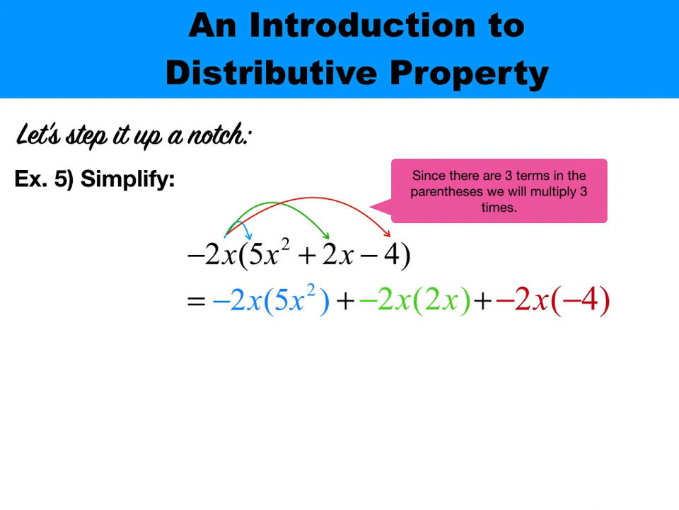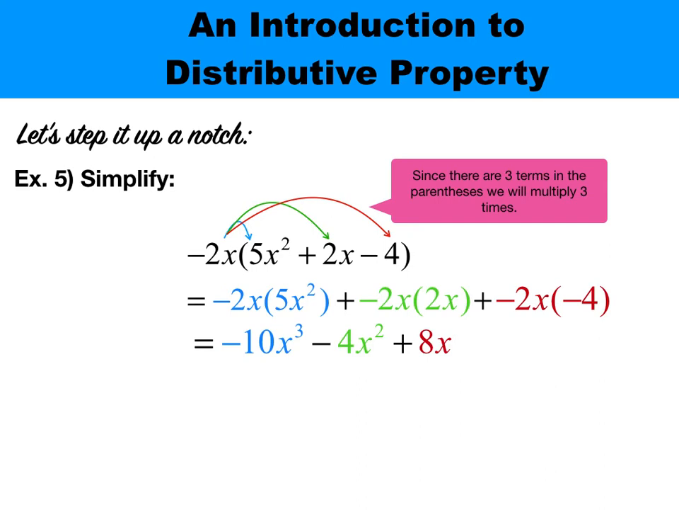So for that first term, negative 2 times 5 gives me negative 10. And then we're multiplying our variable part. X times x squared gives me x cubed. We add our exponents when multiplying variable parts. Similarly, with the green, we have 4x squared. Notice it's negative this time because negative 2 times positive 2 gives me negative 4. The last term is positive because negative 2 times negative 4 gives me positive 8.